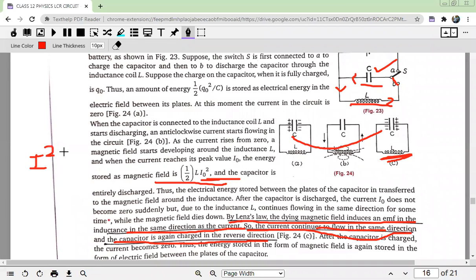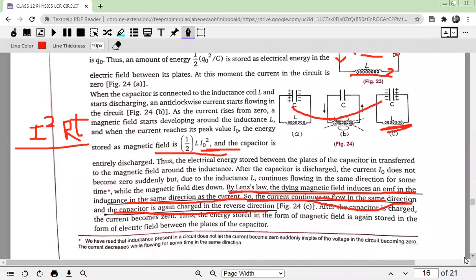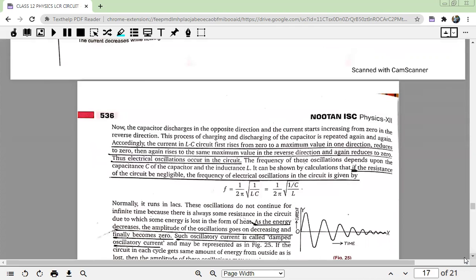You can see writing here, R is the resistance of the coil. It's clear. And because of this, the magnitude of current will decrease. And when the magnitude of current decreases, you can see here, accordingly, the current in the LC circuit first rises from 0 to the maximum value in one direction, reduces to 0, then again rises to the same maximum value in the reverse direction, and again reduces to 0.